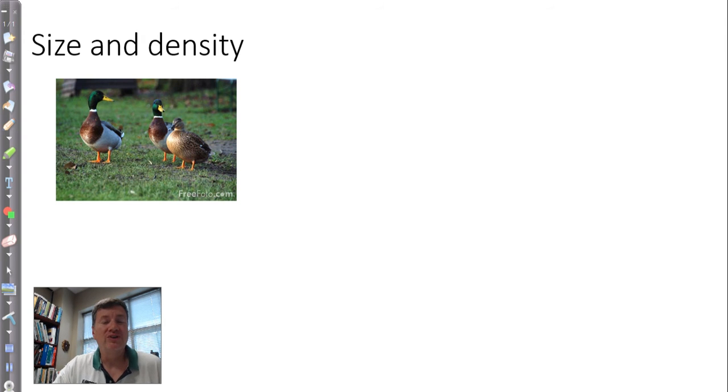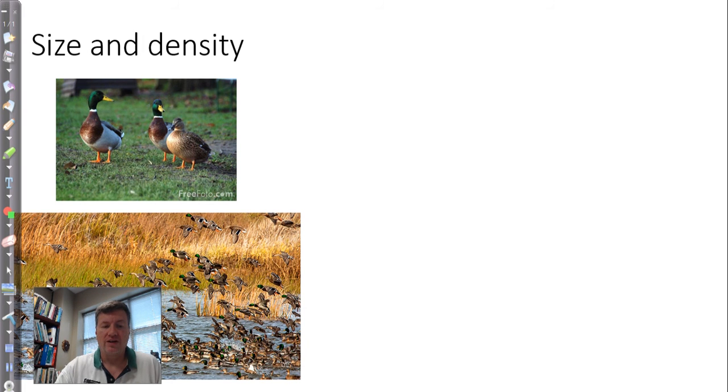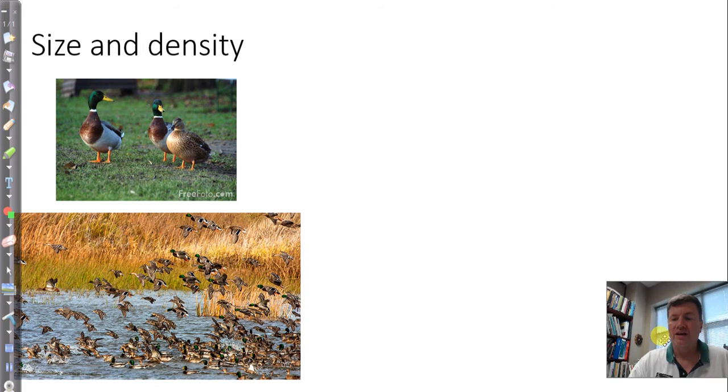The number of individuals in an area is important because it tells you something about how they're going to use resources. And there's a big difference between having 3 ducks in an area and having hundreds and hundreds. So size is the number of individuals, and it can vary obviously from small to large. But why do ecologists care about this? Here are some examples of when this would really matter.